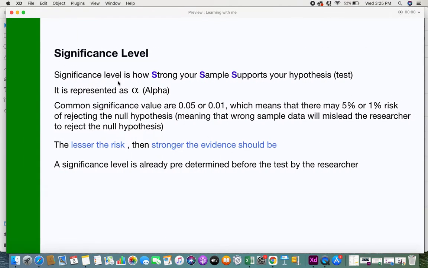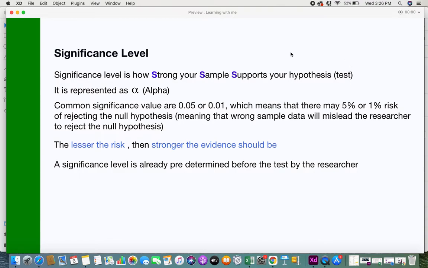A significance level is very easy. I always remember it as the S. For significance, I keep in mind the other S's, which is how strong your sample supports your hypothesis. Whenever we generate a hypothesis, in order to prove or to reject it, we need sufficient evidence. Let's say I want to reject someone's statement, then I need enough evidence to prove them false. That is the significance level, the amount of support your sample provides to your hypothesis.